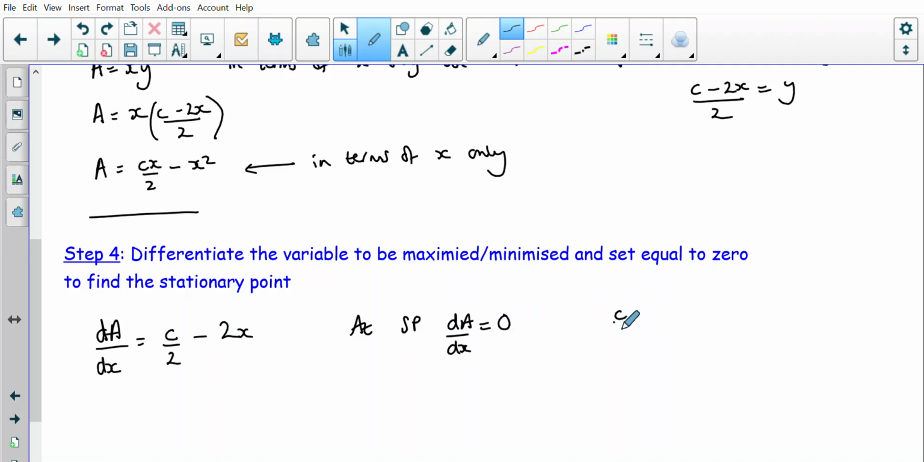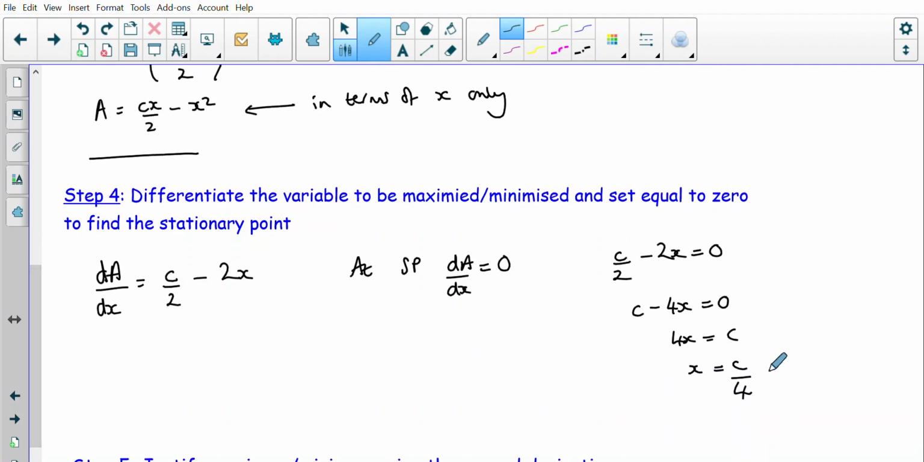So let's put dA by dx equal to 0 and solve. First of all, I'm going to multiply by 2 to eliminate the fraction. So I get that x is equal to c over 4 at the stationary point, or at the maximum area.